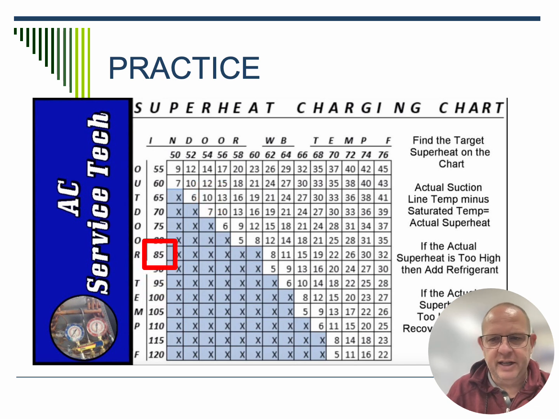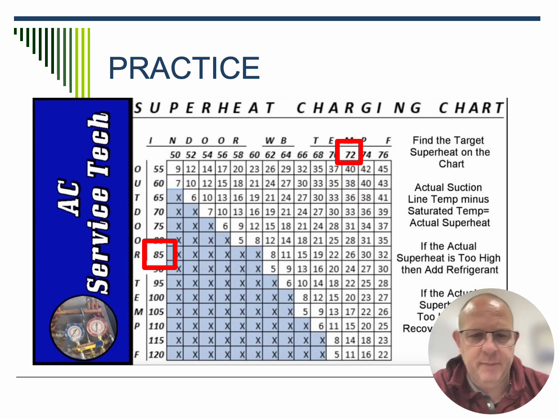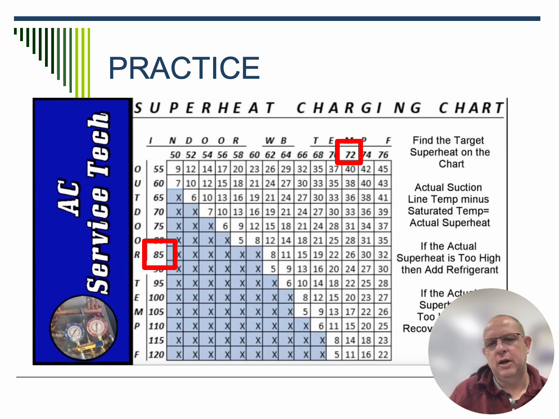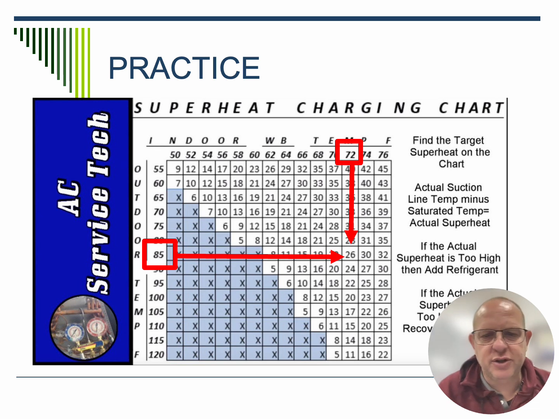Now this third condition, we'll look at 85 degrees outdoor temperature. Oh, wow, our wet bulb temperature went up. We're dealing with a 72-degree wet bulb temperature. Find out where those two numbers intersect on the graph. The superheat value that we're looking at on this chart would be 26 degrees. Below that number, take refrigerant out. Above that number, add refrigerant to drop it. Get it as close as you can.